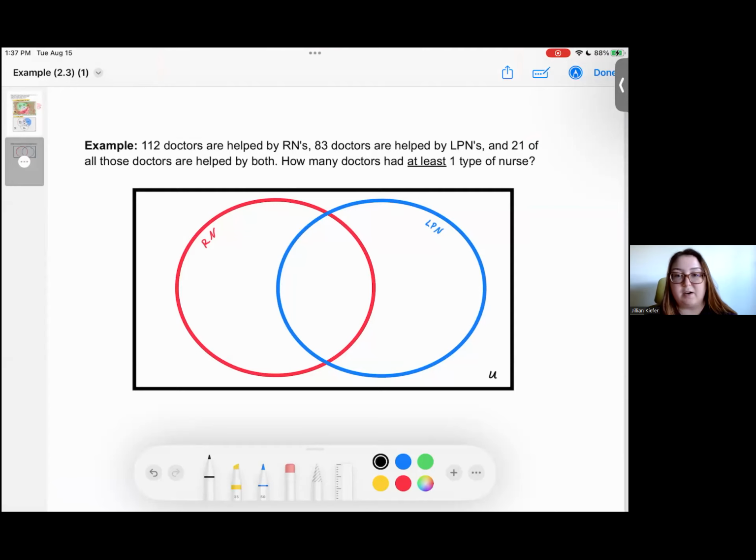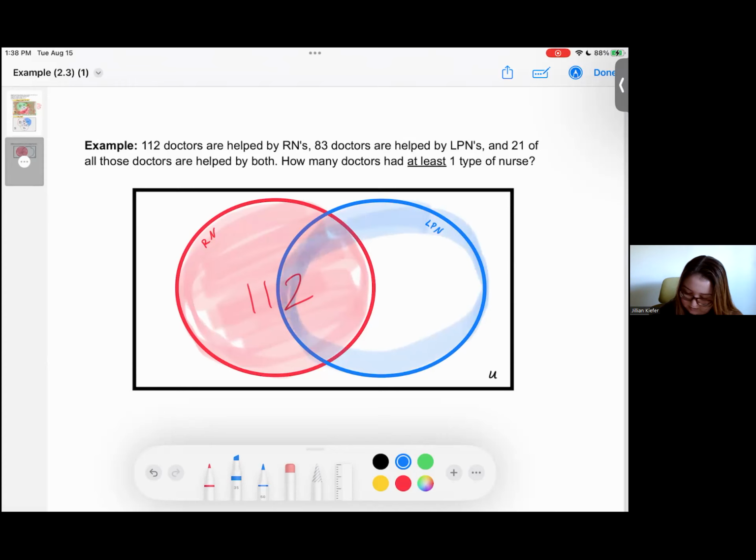So within our question here, we're seeing that we have some different situations. We're saying 112 doctors are helped by RNs, meaning that this entire shaded region in here, the total number of doctors being helped by RNs, is 112. It's 112 in that entire circle. So we don't really count what's in both quite yet. Then same thing here. 83 doctors are helped by LPNs.